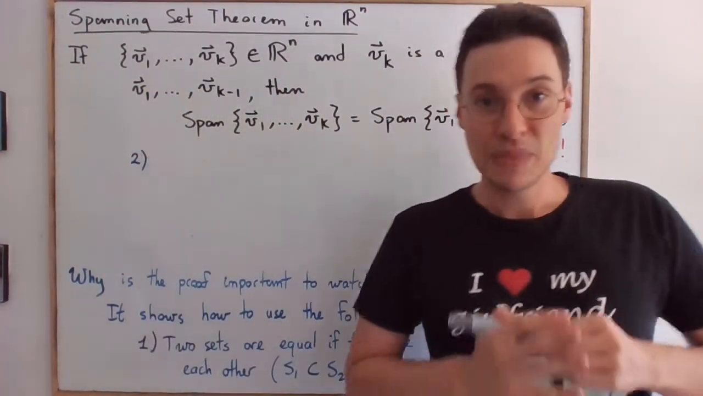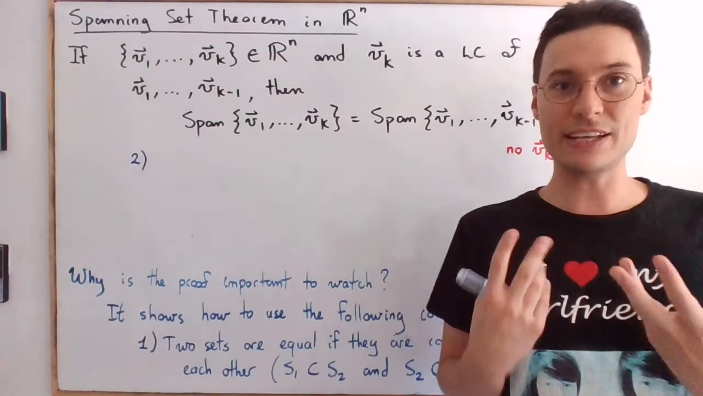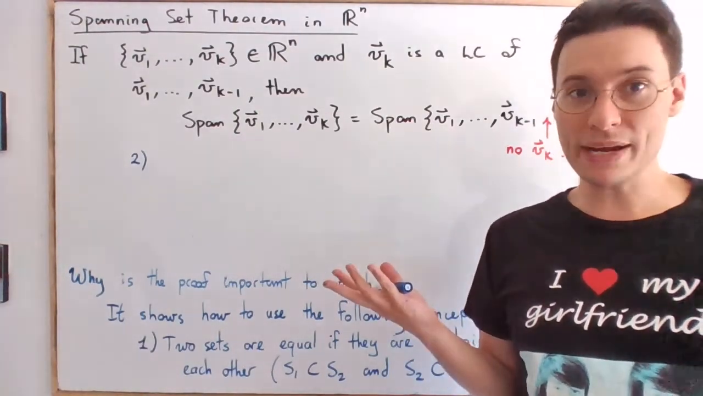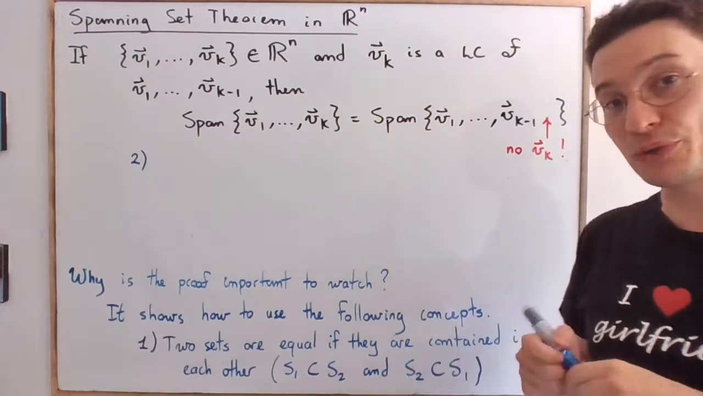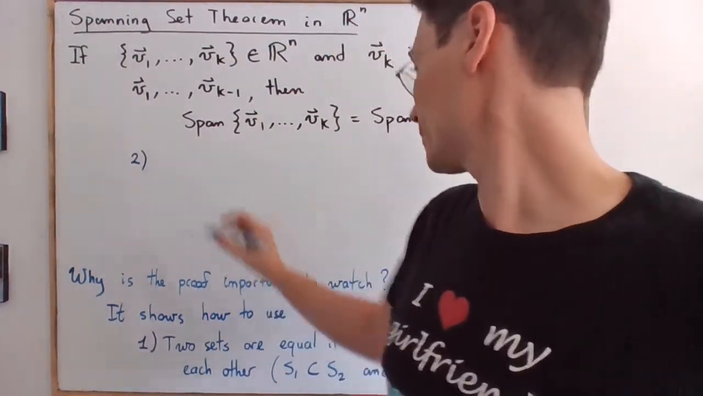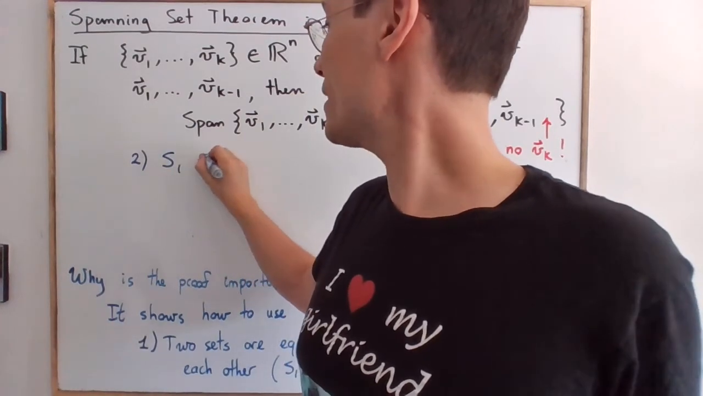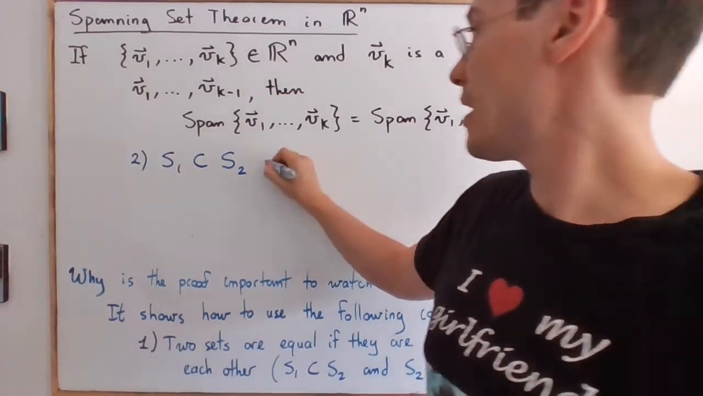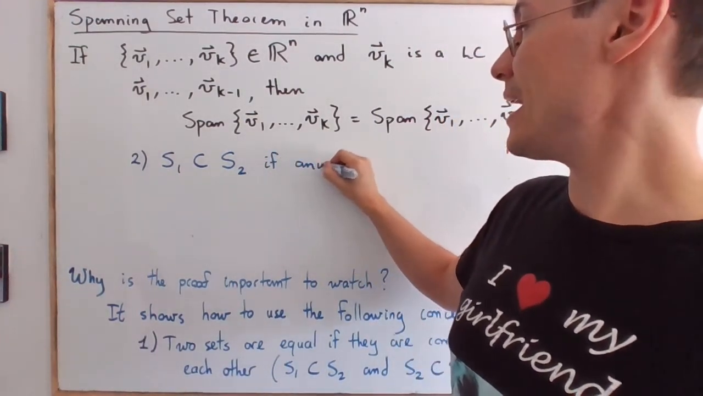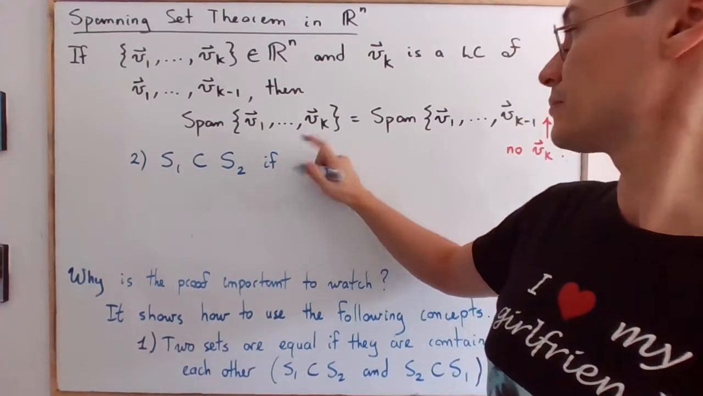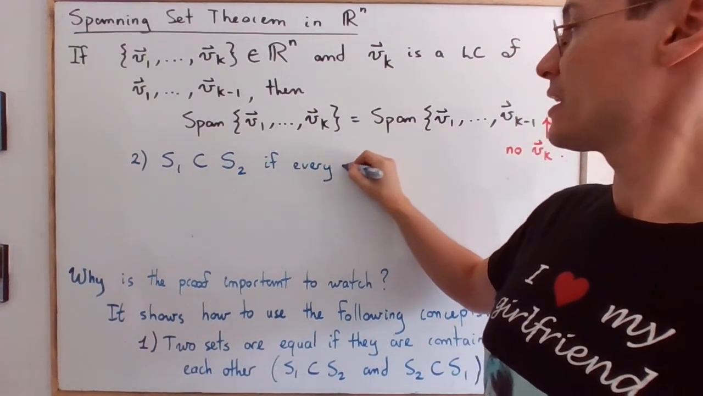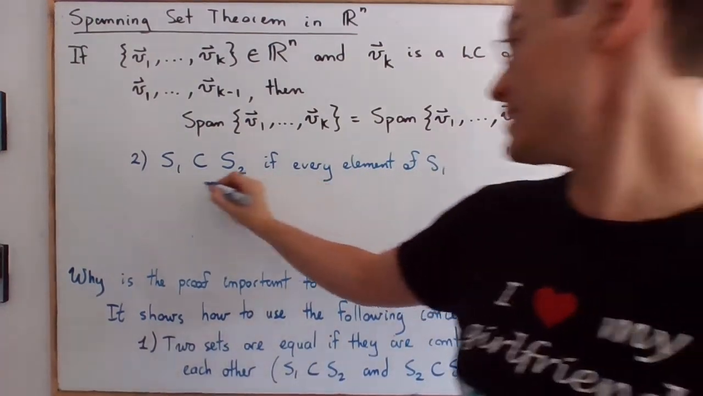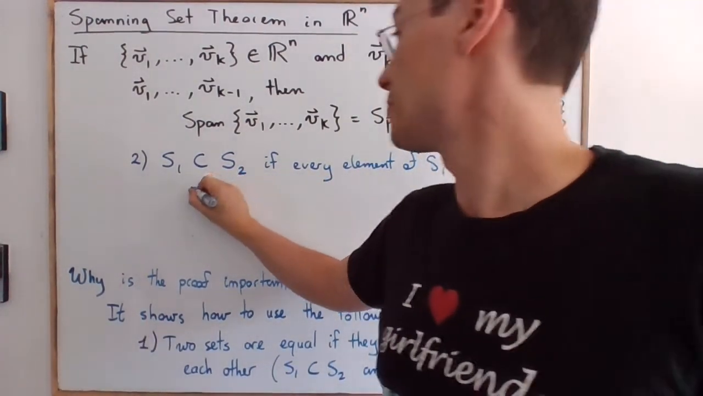And it is that a set is contained in another set if every element of set number 1 is also an element of set number 2. So let's actually write this down. A set S1 is contained in a set S2 if every element of S1 is also an element of S2.